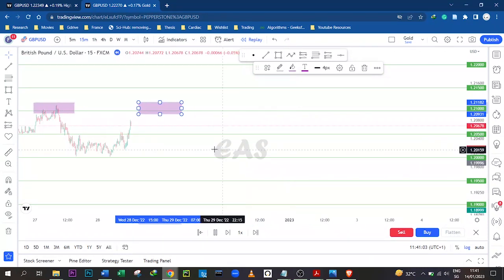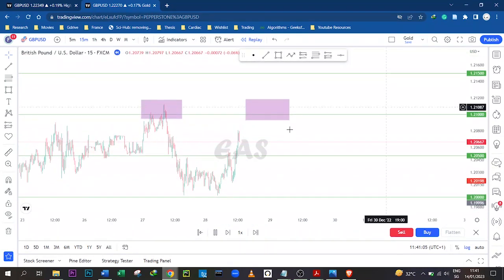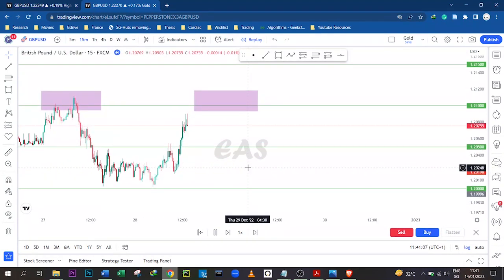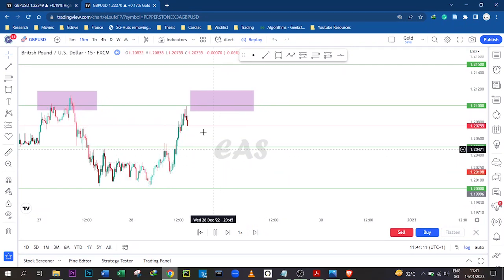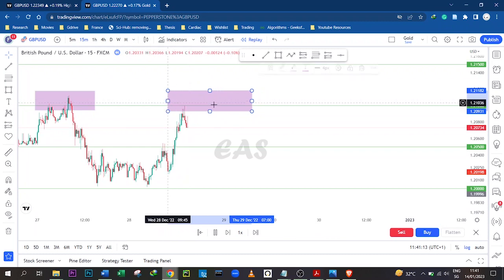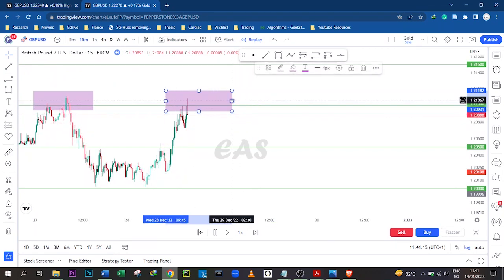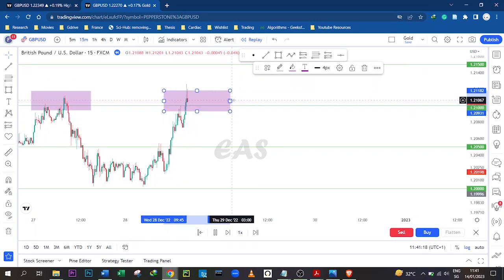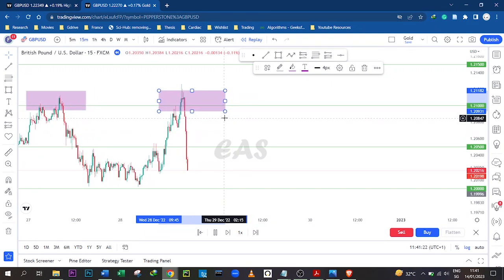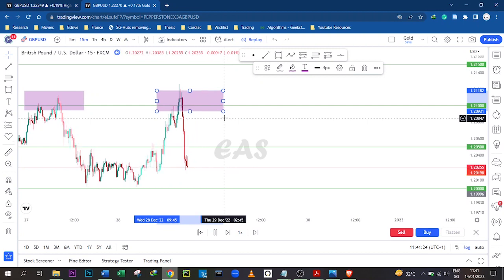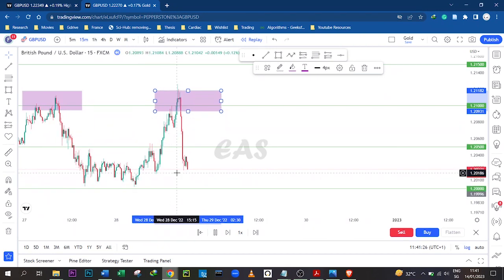Let's see what price will do. You see, price is reacting around the same region. Price is reacting.